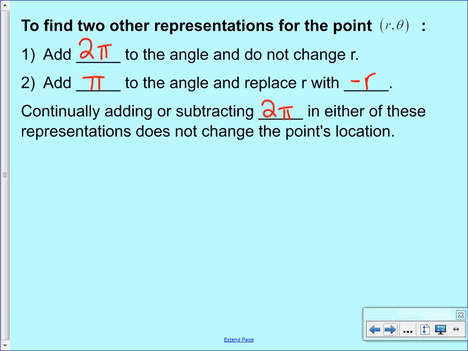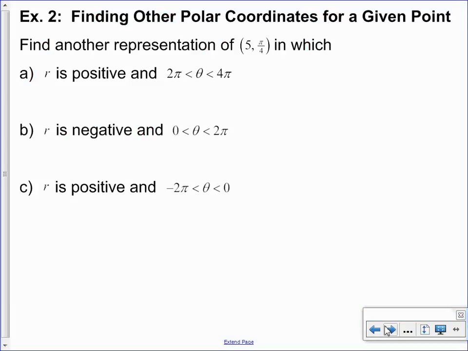Okay? So practice. Let's say I have a point at 5 pi over 4, and I want to find another point where r is still positive. So to do this, keep the 5, because r is still positive 5, and then take pi over 4 and add 2 pi.